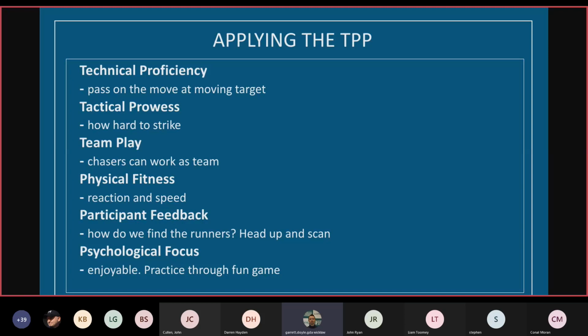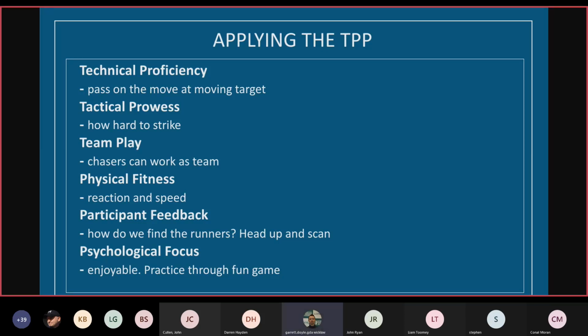Team play. A small bit of team play you can encourage here is the chasers, the two guys in the middle with the ball, working as a team. So those two trying to pin someone into the corner is good evidence of teamwork and makes it easier for them to knock people out. Again, physical fitness, all types of movement, reaction, speed.